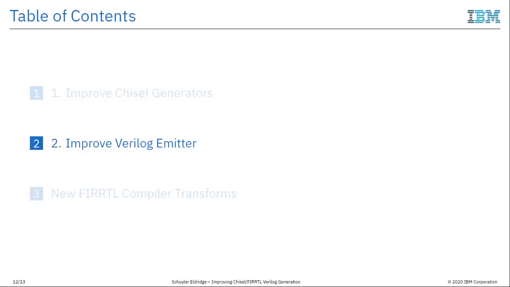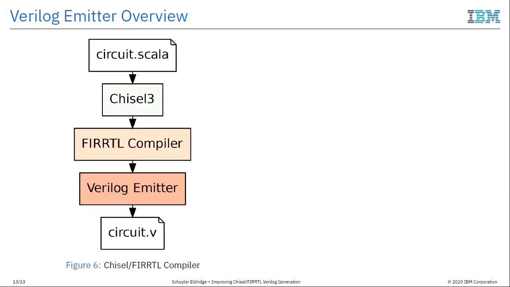So the second thing here is improvements to the Verilog emitter. First off, I have to take a step back and give my spiel of what the process of going from Chisel down to Verilog looks like. I usually view this as 3 stages, if you will: Chisel runs, that generates FIRRTL IR, the FIRRTL compiler runs, that generates more FIRRTL IR, and then the Verilog emitter runs, and that takes FIRRTL IR and goes to Verilog.